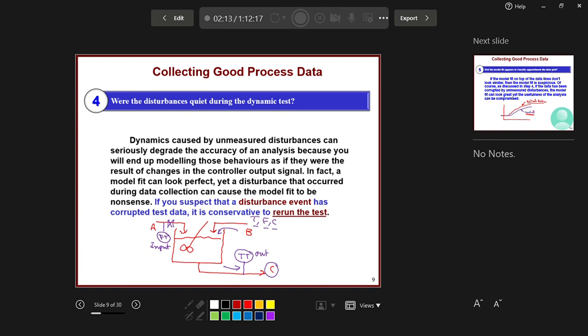This is because the disturbance B was not silent. What we mean by silent or quiet is that it shouldn't change. Silent means it keeps the same value. So that's what we mean by making sure that the disturbances were quiet during doing the dynamic test. Now, if you noticed any disturbance change during doing the test, then the collected data will not be good, and it is corrupted, and you need to rerun the test.